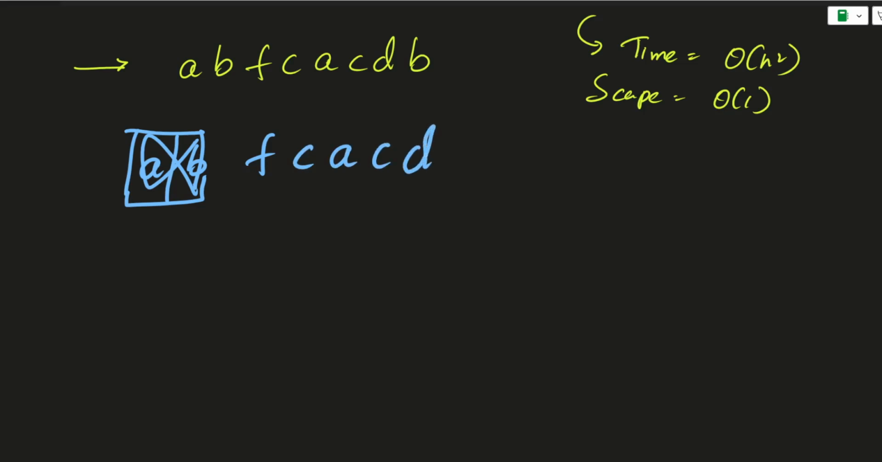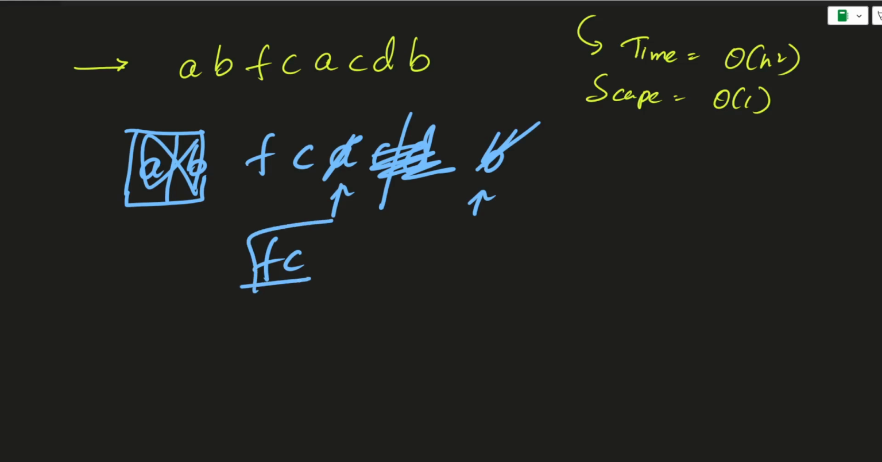Next we get D. Until here the top of the stack would be C and the current element we'll be pushing is D. Then it is CD, so we need to remove it. Next we'll be encountering B. The top of the stack is A and the current element we're trying to push is B, so just remove these two also. At last the stack will contain only FC. So it's a stack based solution, right? This is FC.